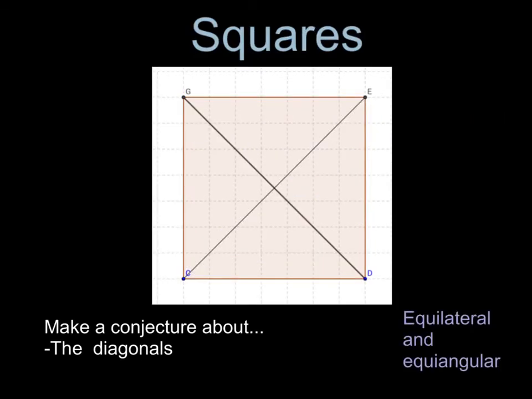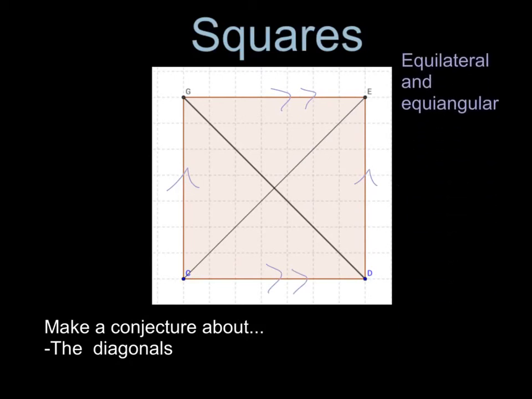A square, again, a parallelogram, so go ahead and mark these. And it is both equilateral and equiangular. So all four sides are congruent, all four angles are congruent, which makes this what we call a regular polygon.